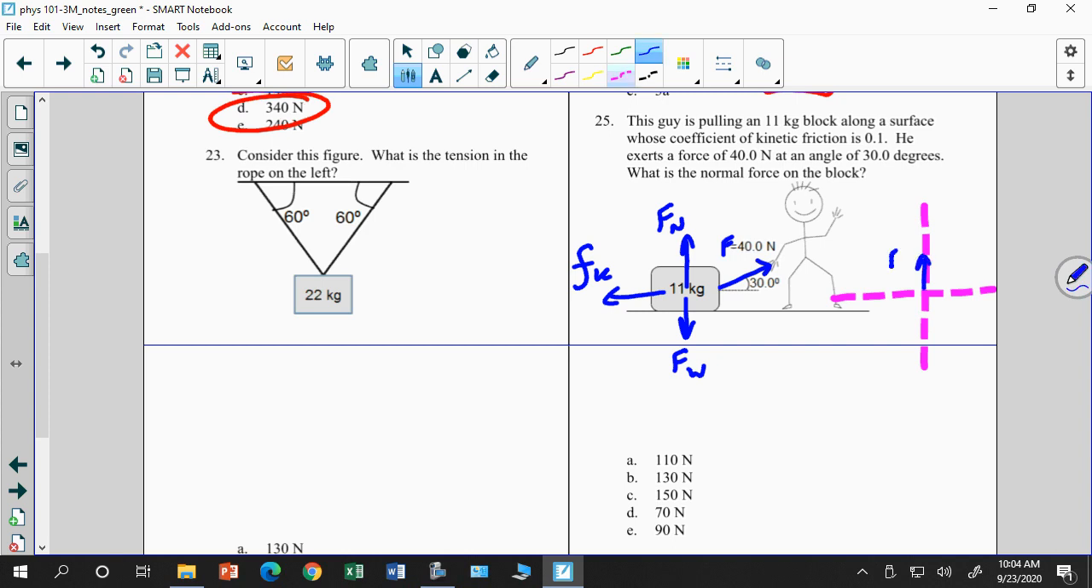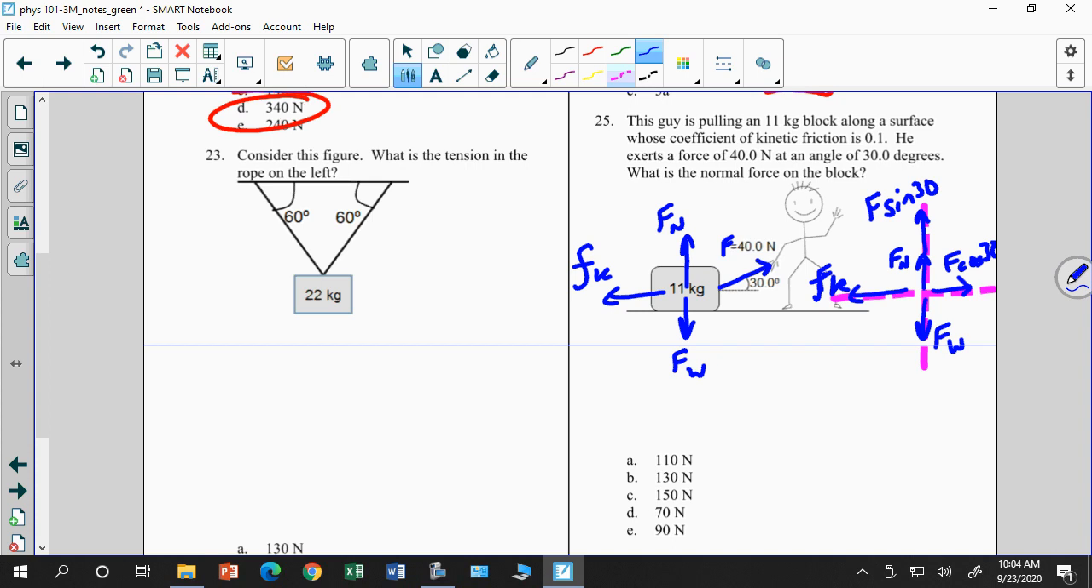Fn, F sine of 30, F cosine of 30, Fk, and then Fw.